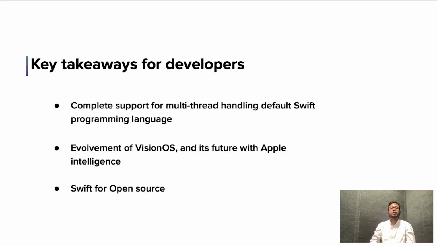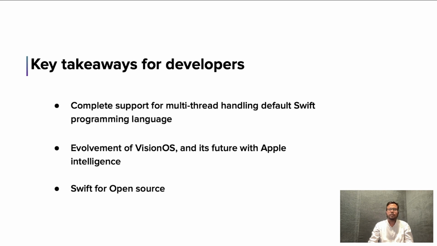Moving forward, these are the different topics and key announcements that were made at WWDC. So what should be the key takeaway for us as developers is how Swift has evolved as a programming language to support multi-threading within the programming language itself.